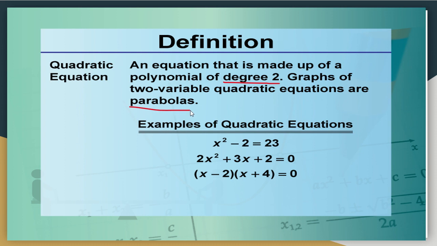What is the type of graph we have for the quadratic equation? It is a parabola. For a linear equation, you will have a graph as a straight line. For a quadratic, you will say the graph is a parabola. Right?